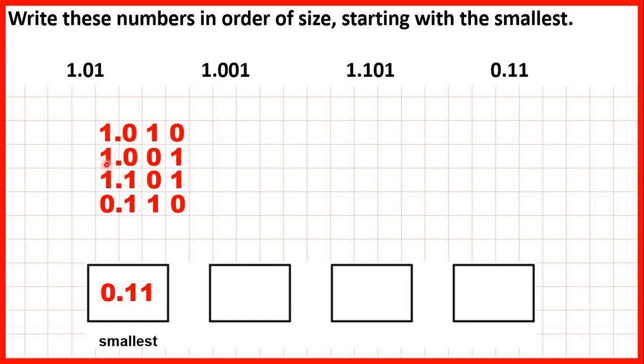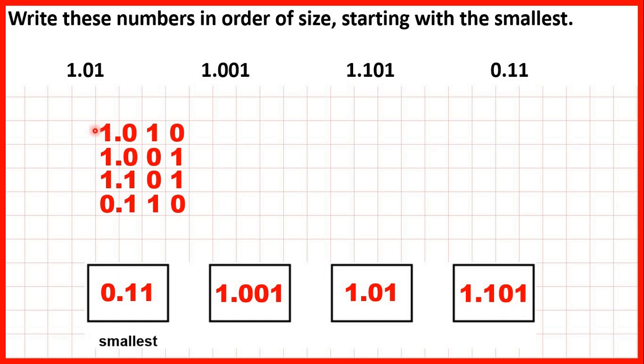Then our 3 remaining numbers all have 1 in the ones. If we look across to the tenths, we have 2 numbers with a 0. So let's look all the way over to our hundredths. This number has 1, but this number has 0. So that means 1.001 will be our next smallest number. Then we have 1.01 because that has a 0 in the tenths, and then this number here with a 1 in our tenths, so 1.101 will be our largest number.